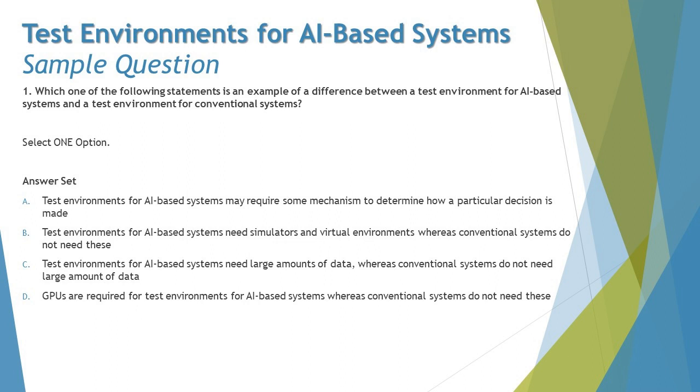Option B says the test environments for AI-based systems need simulators and virtual environments, whereas conventional systems do not need this. I think this theory is fine to a certain extent, but if we dive deeper, simulators and virtual environments are even required in conventional systems. For example, in performance testing I need a virtual environment because it needs very high configurations and resource utilization. Similarly, mobile applications make use of simulators and emulators, and the automotive industry makes use of them. So it's not just AI-based systems.